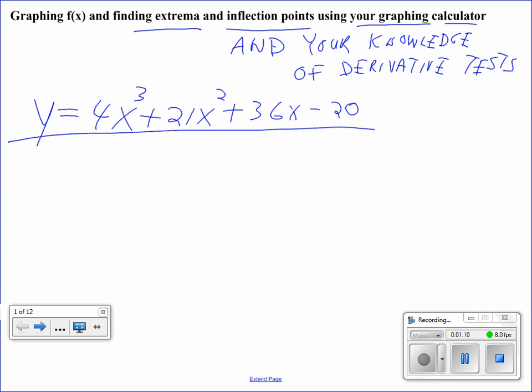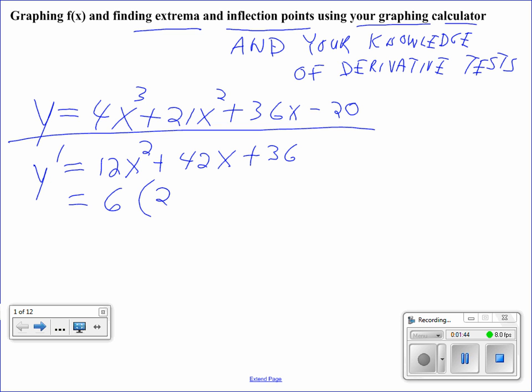In this particular one, you really wouldn't need a graphing calculator to help you here. We could do this analytically. Let's find our first derivative. y prime is 12x squared plus 42x plus 36 minus 0. Is there anything I can pull out of there? Looks like I can pull out a 6, and I get 2x squared plus 7x plus 6.